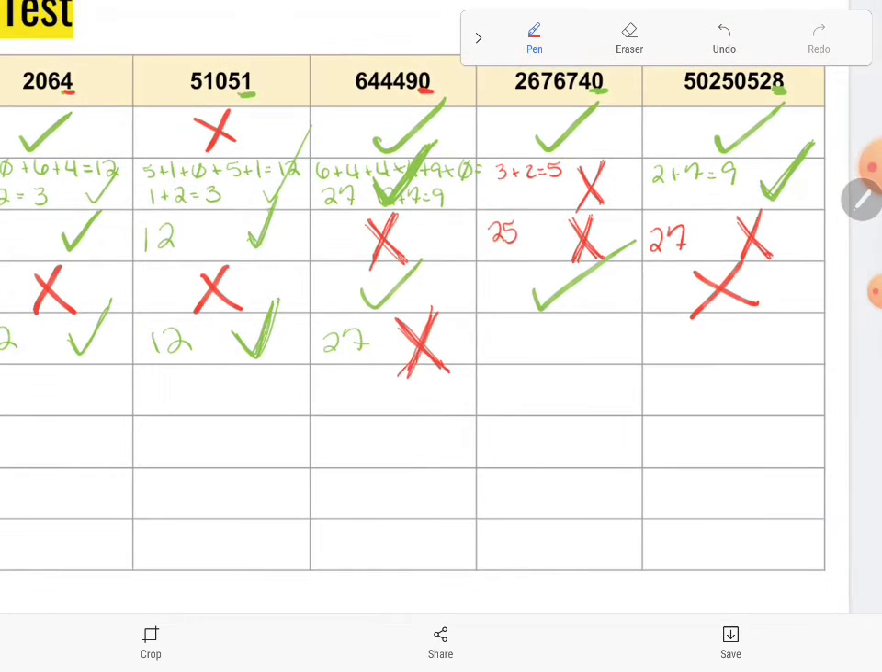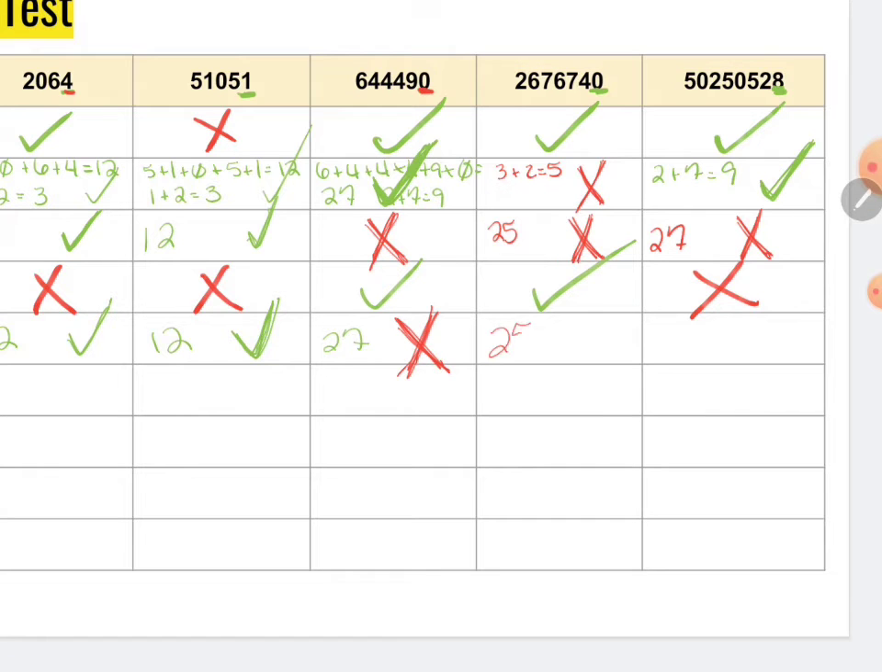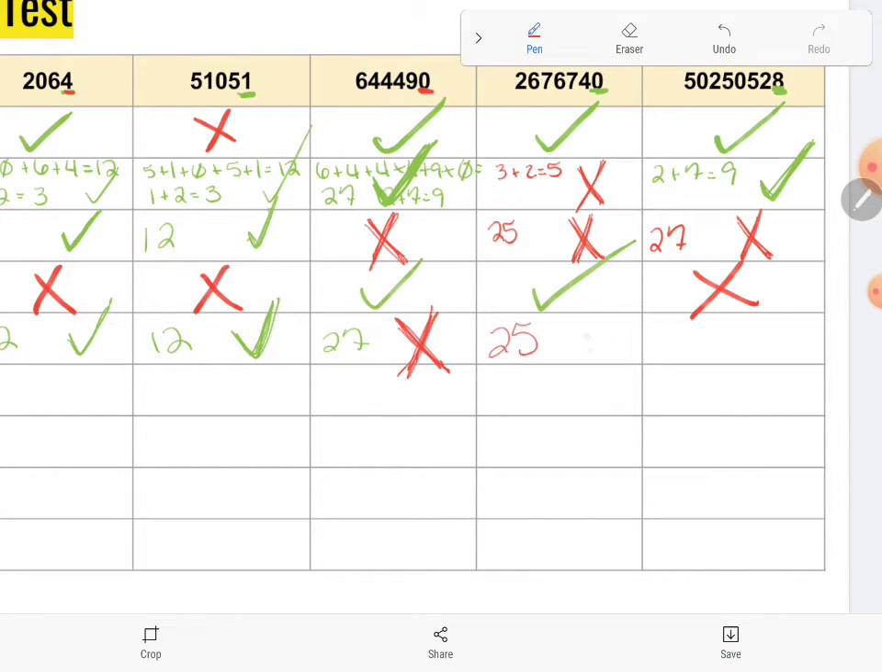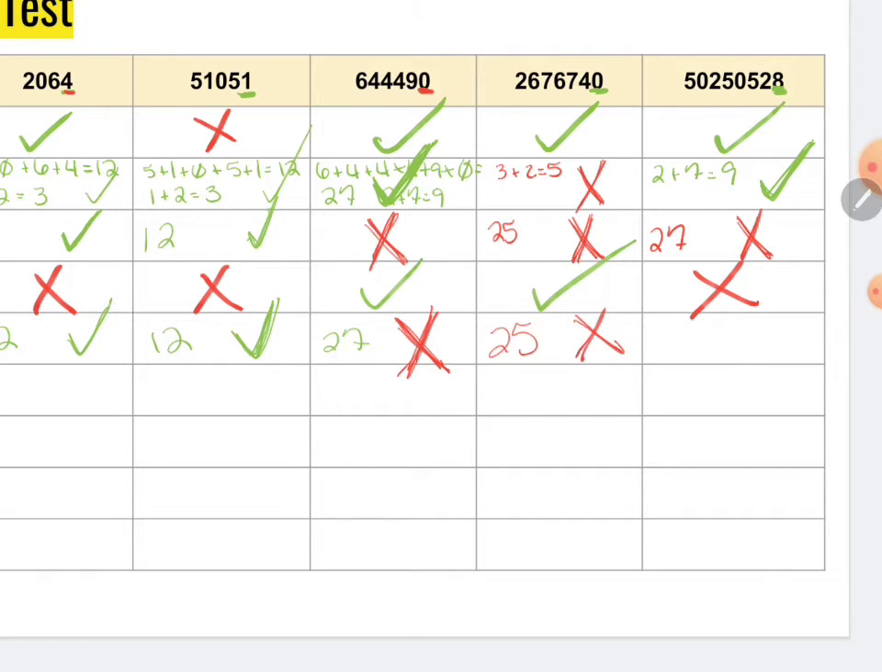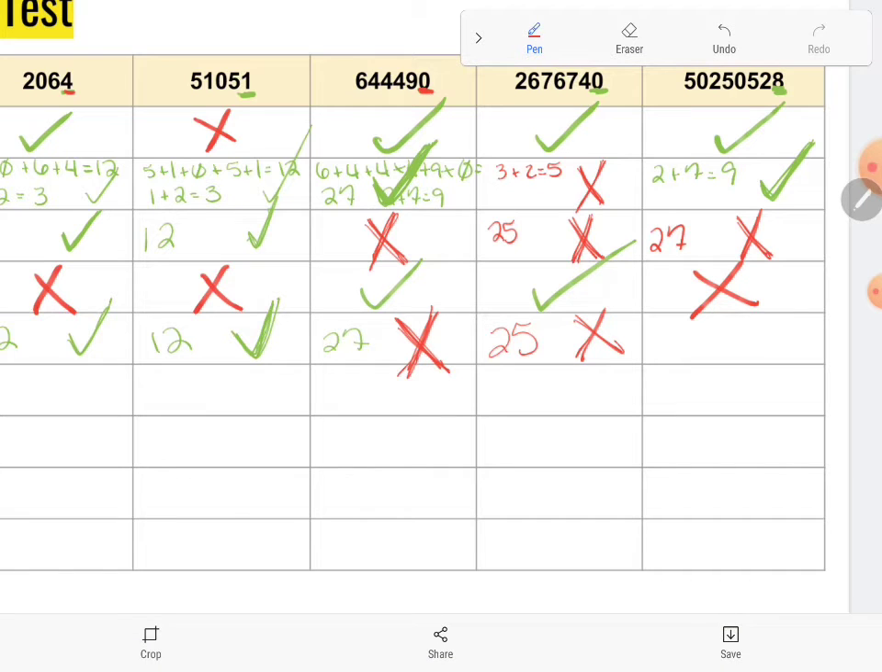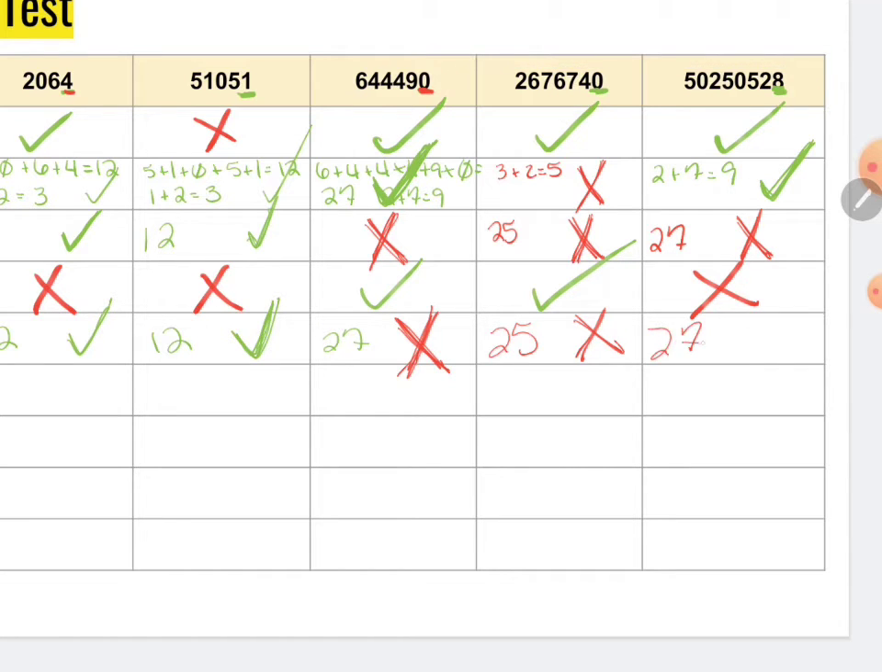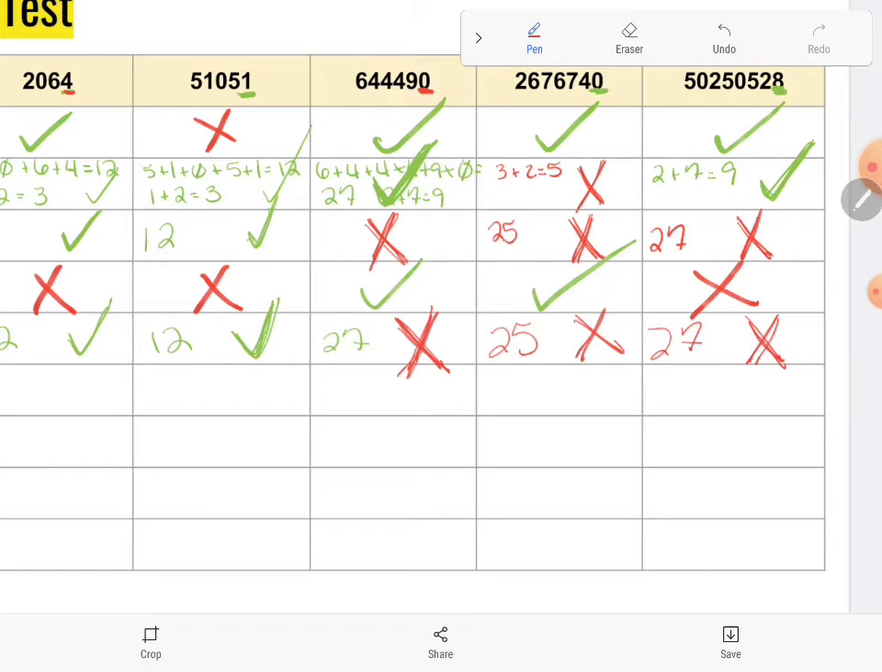Again, we have 2 plus 6 plus 7 plus 6 plus 4 plus 0, which is going to give us 25. 25 is not divisible by 6. Therefore, we can go ahead and mark that one out. And for our final number, we have 5 plus 0 plus 2 plus 5 plus 0 plus 5 plus 2 plus 8, which is going to give us 27, which is, again, not a multiple of 6. Therefore, we cannot count that one.